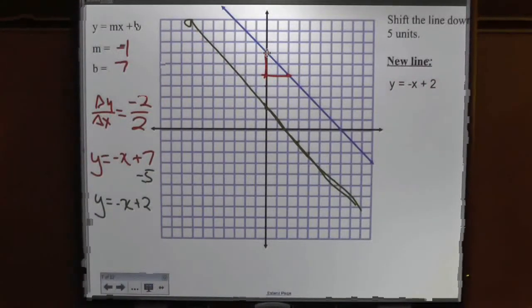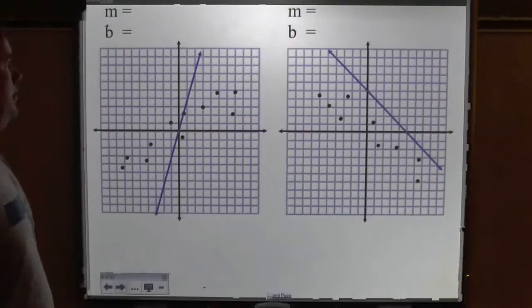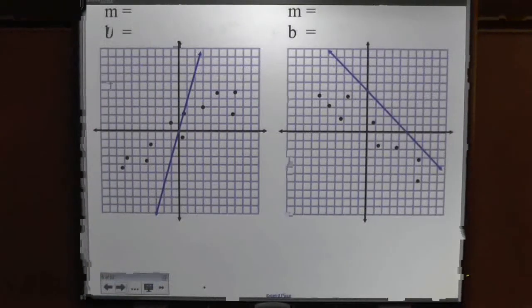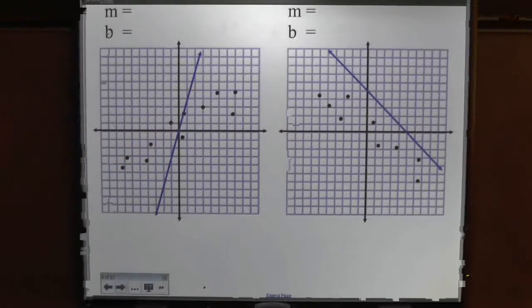All right, so that right there was dealing with the y-intercept and how the y-intercept changes the look and feel of a line. So next we're going to kind of combine these things. And these are the types of problems you're going to see on your test. You're going to be given a set of data, and they're going to draw a line on there. And if you notice, that blue line does not represent that data very well.